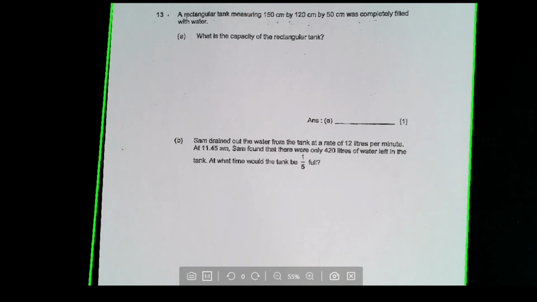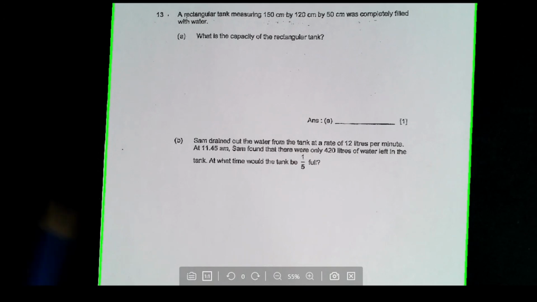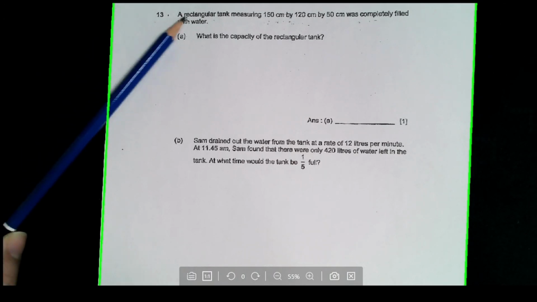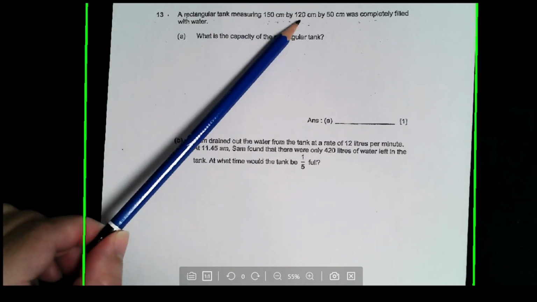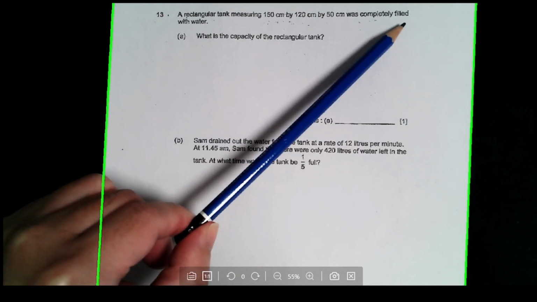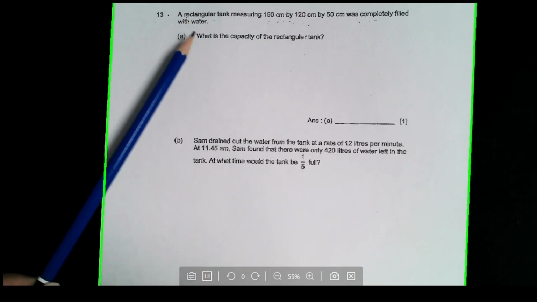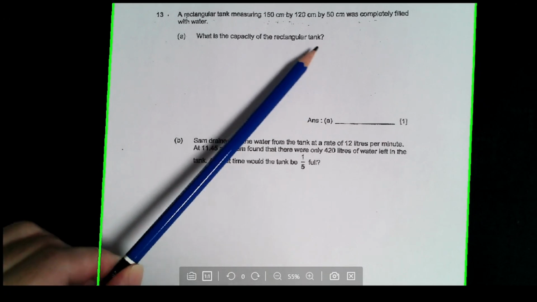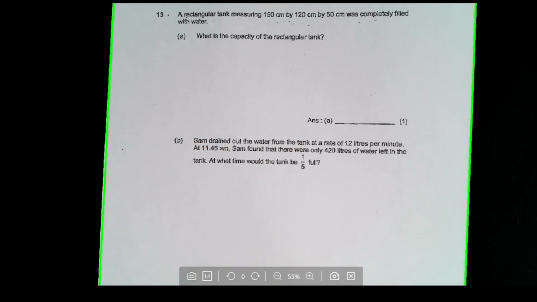Okay, class, let's carry on with question 13. A rectangular tank measuring 150 cm by 120 cm by 50 cm was completely filled with water. What is the capacity of the rectangular tank? Okay, this is a volume question, obviously, and part A is a very straightforward question, okay?